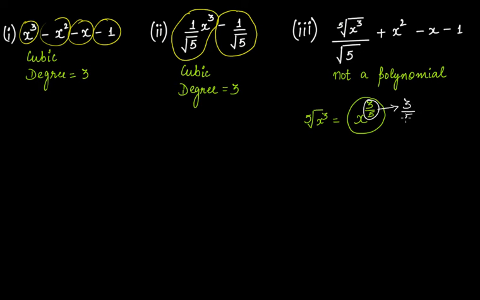Now 3 by 5 is not a whole number. Since it is not a whole number, this is not a polynomial. This is an algebraic expression, but it's not a polynomial. Therefore, this is not a cubic polynomial, nor a quadratic, nor a linear.